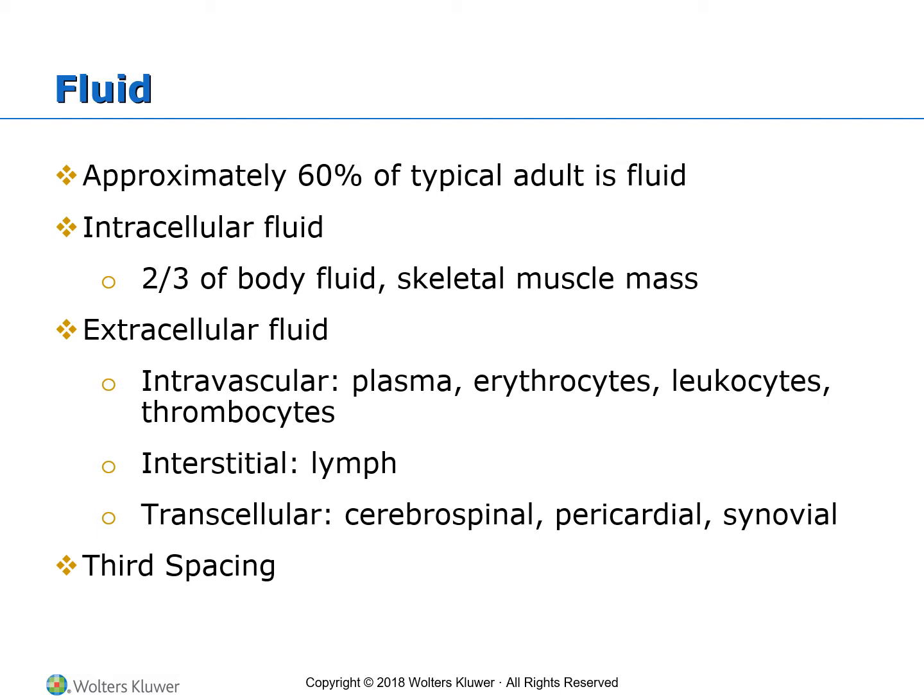2/3 is intracellular, and it's located within skeletal muscle mass, mainly. And then 1/3 is located in the extracellular space, and that can be intravascular, which is within the blood vessels. This includes leukocytes, erythrocytes, plasma, and thrombocytes. It can also be found in the interstitial spaces, which is the space surrounding the cells. That does include the lymph system. And then it can be transcellular, and that would be, for example, cerebrospinal fluid, pericardial fluid, synovial fluid, intraocular or pleural fluids, and then your sweat and digestive secretions as well.